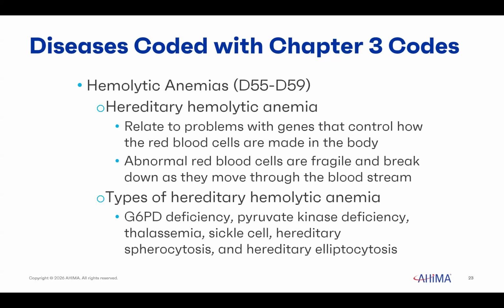Hereditary hemolytic anemias are caused by genetic problems that affect how much red blood cells are made. These cells are fragile and break down easily. Types include G6PD deficiency, pyruvate kinase deficiency, thalassemia, sickle cell, hereditary spherocytosis, and elliptocytosis.